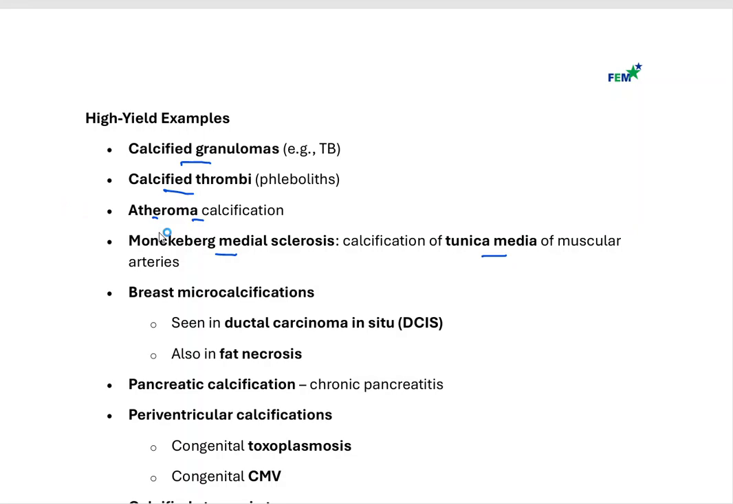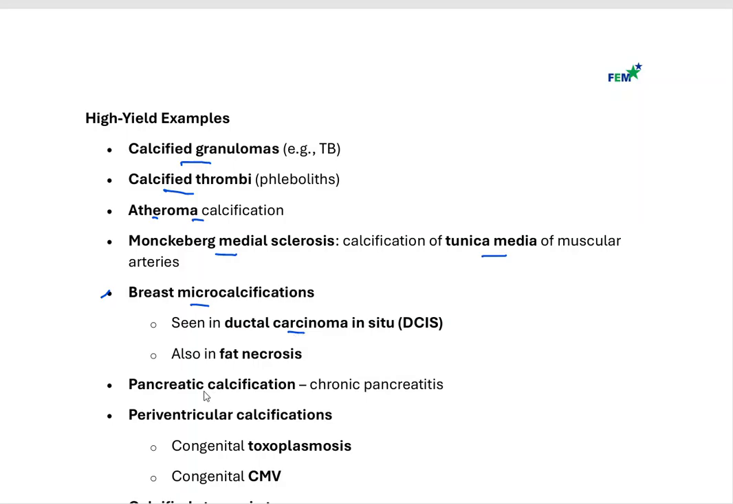And these are the patients on examination. They usually describe them as having a lead pipe appearance. So when you touch the blood vessel, it feels like a pipe. And next is breast microcalcification. This is seen in conditions like ductal carcinoma in situ, also fat necrosis. We did a recent lecture on fat necrosis, so I strongly encourage you guys to watch that video. It's going to help you.